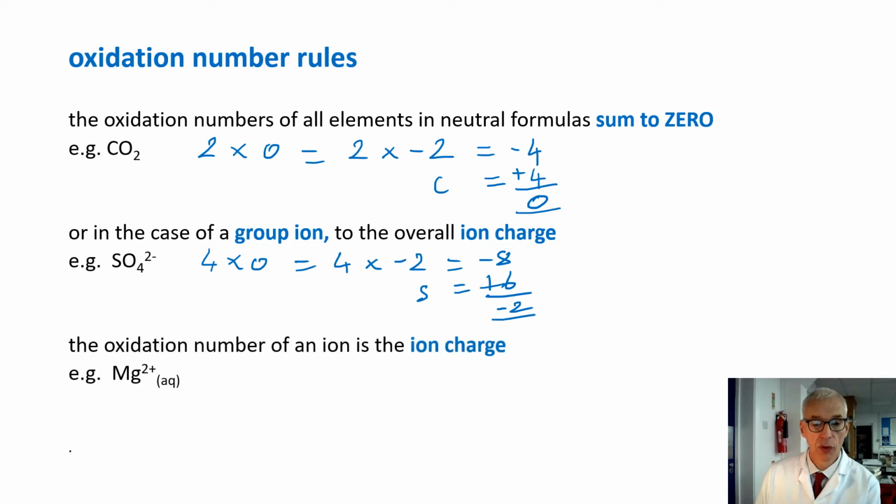And then the last rule is perhaps the easiest rule of them all: the oxidation number of an ion is the same as the ion charge. So the magnesium 2+ ion, the oxidation number is +2.